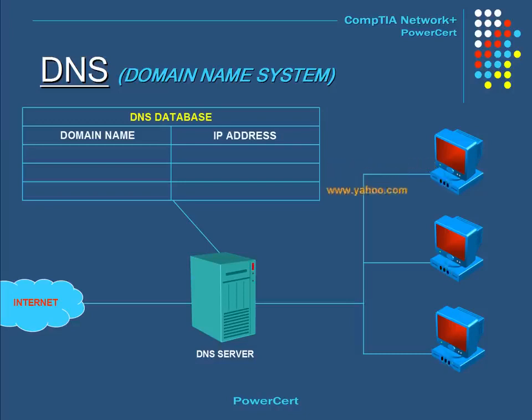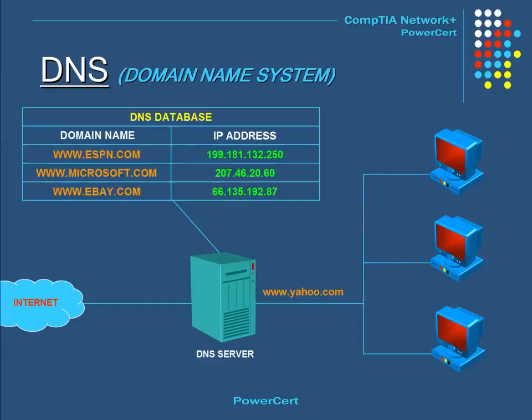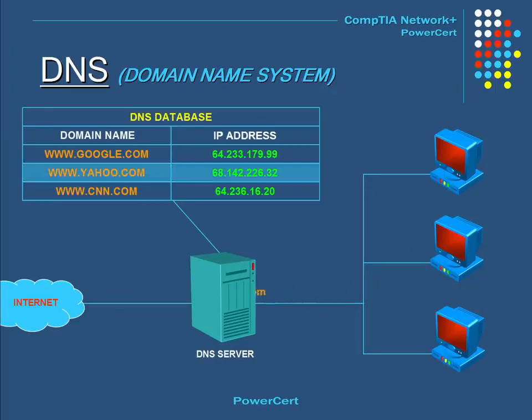So for a demonstration, when you type in yahoo.com in your web browser, the DNS server will search through its database to find a matching IP address for that domain name. And when it finds it, it will transform that domain name to the IP address of the Yahoo web server. So DNS basically works like a phone book. When you want to find a phone number, you don't look up the number first. You look up the name first, then it will give you the number.